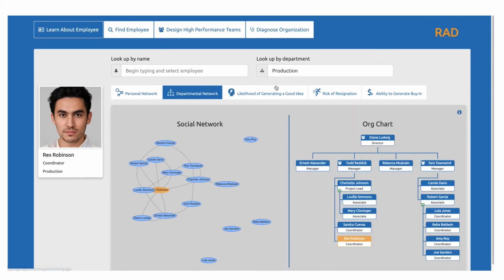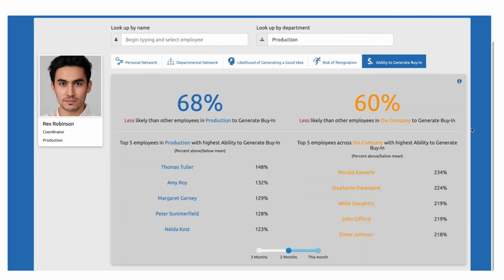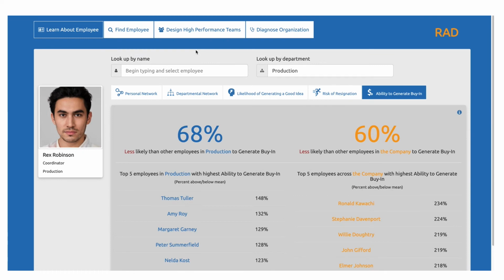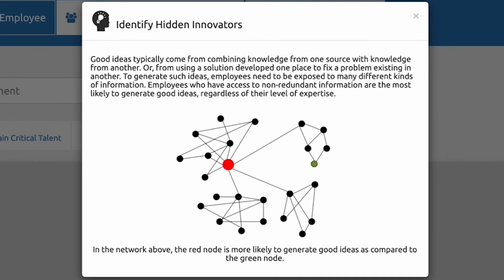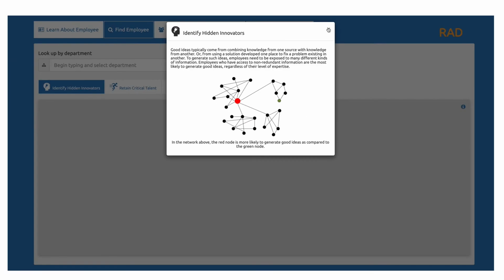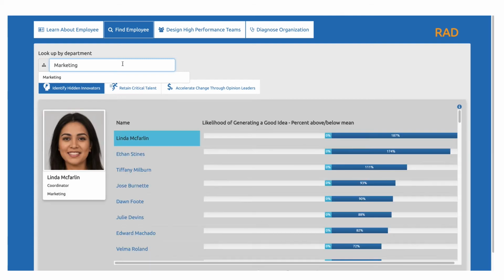In addition to finding out about a particular employee, RAD also allows exploring which employees might score low or high on certain metrics. Let's explore first the Identify Hidden Innovators feature. You can see the meaning of the feature by clicking on the tooltip. This feature captures the extent to which employees are able to generate good ideas based on their social network positions. On RAD, click Identify Hidden Innovators, type marketing into lookup by department, and then click on it. We see a list of individuals sorted according to their likelihood of generating a good idea. Linda McFarlane is the most likely person to generate good ideas.